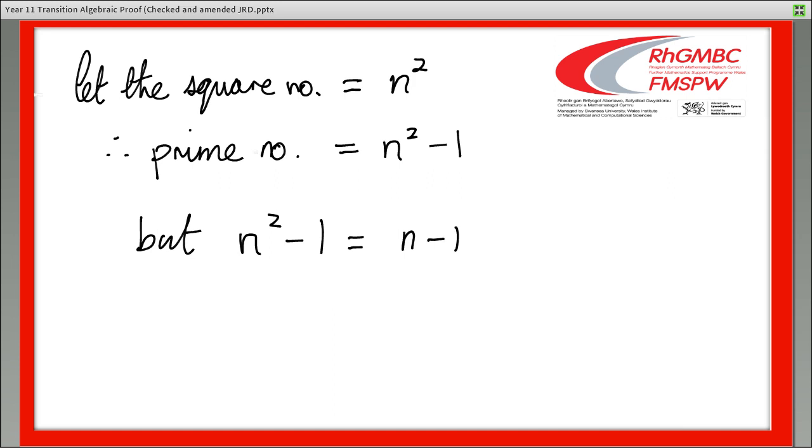So we can write this, n squared minus 1 is equal to n minus 1 as one factor multiplied by n plus 1.